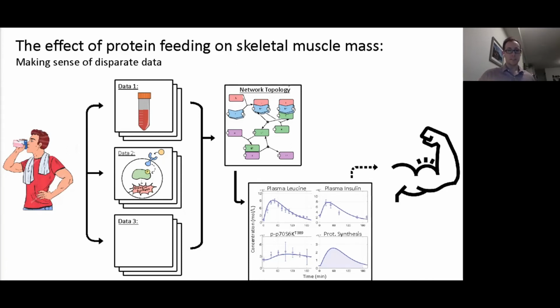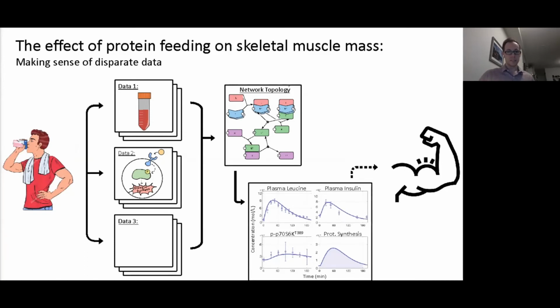Many factors contribute to the maintenance of skeletal muscle mass, of which the one factor that my research is particularly interested in is protein feeding. Protein feeding acts to stimulate cellular signaling pathways, with the ultimate outcome being increased muscle protein synthesis. Essentially, protein consumption tells your cells to build more muscle.